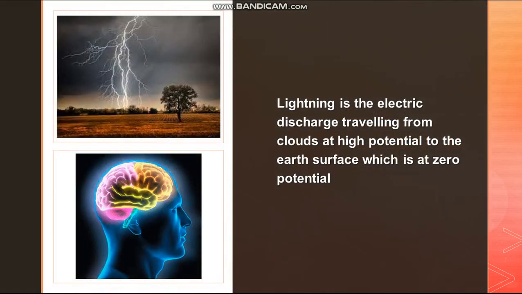You must have seen lightning occurring during rainy season. Lightning is the electric discharge traveling from the clouds at higher potential to the earth's surface, which is at zero potential. A large current flows when lightning takes place from a cloud to the ground, while sensation is felt by us due to a microscopically small current flowing to the brain.